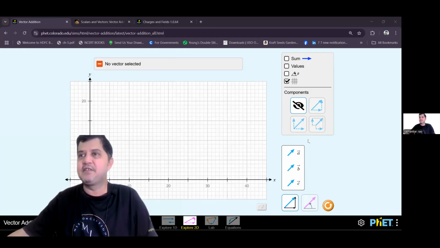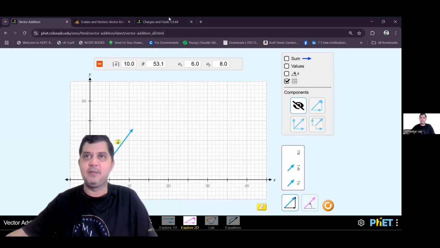Now the first one: let me take one vector. I have a vector A. I'll drag this and put it at some point where I'm able to measure it. So the value of this vector A is equal to 10 units and the angle theta is equal to 53.1 degrees. What does it tell you? It's the angle made with the x-axis.